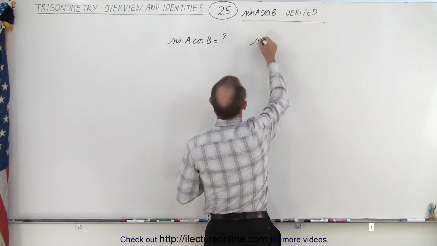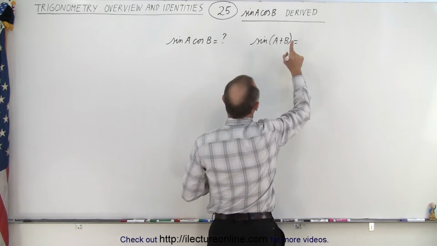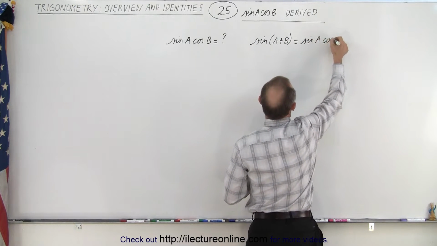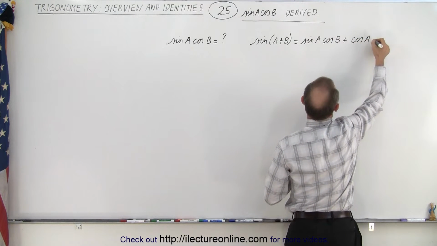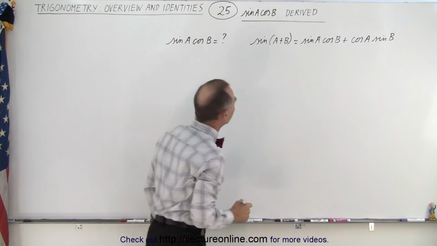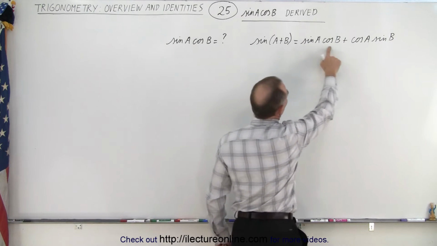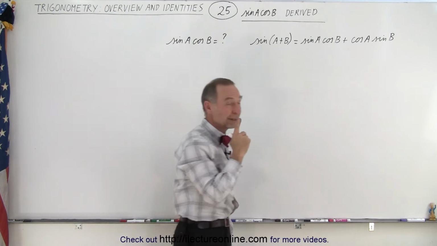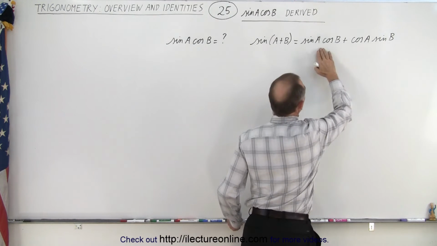The sine of A plus B, because that is equal to the sine of the first angle times the cosine of the second angle plus the cosine of the first angle times the sine of the second angle. Now notice we have sine A cosine B, which is what we have in this term, but we don't have that in this term. There it's reversed. At least the angles are reversed.